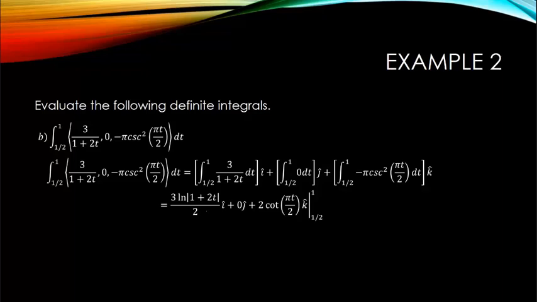I do that integration and I get 3 times the natural log of the absolute value of 1 plus 2t divided by 2 in the i hat direction, plus 0 in the j hat direction, plus 2 times the cotangent of pi t over 2 in the k hat direction, evaluated from 1/2 to 1. I plug in those limits of integration, and I get 3 times the natural log of 3 over 2, 0, 0, minus 3 times the natural log of 2 over 2, 0, 2, which is equal to 3/2 times the natural log of 3 over 2, 0, and negative 2.